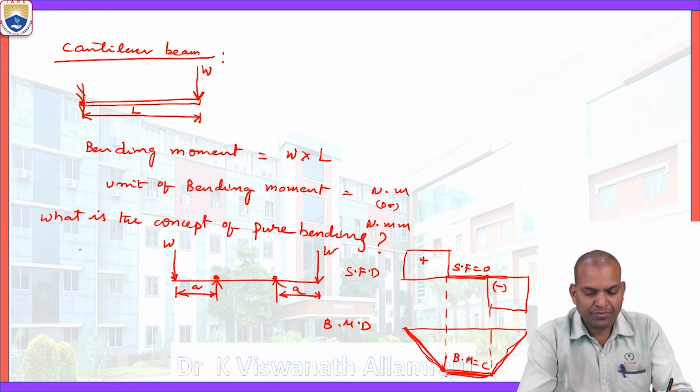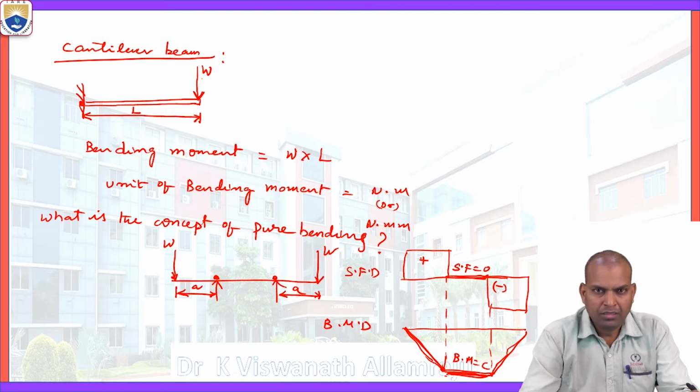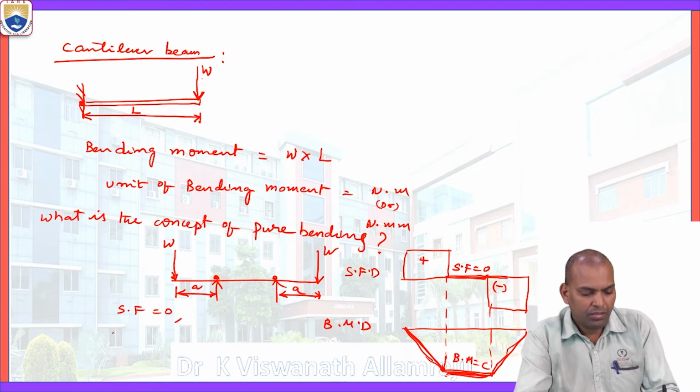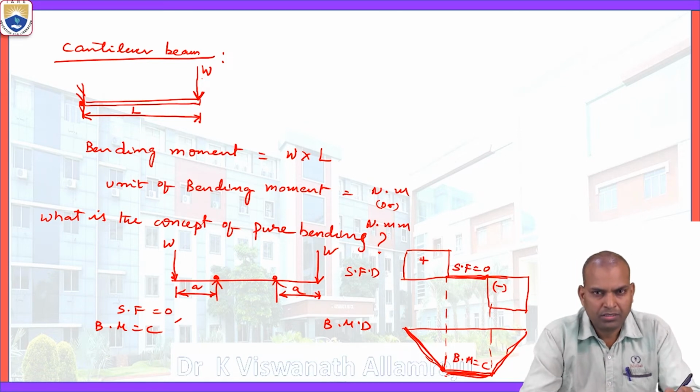So pure bending means that for a span of the length of the beam, only the bending moment is constant and the shear force is equal to 0. The bending moment remains constant. This phenomenon is known as pure bending.